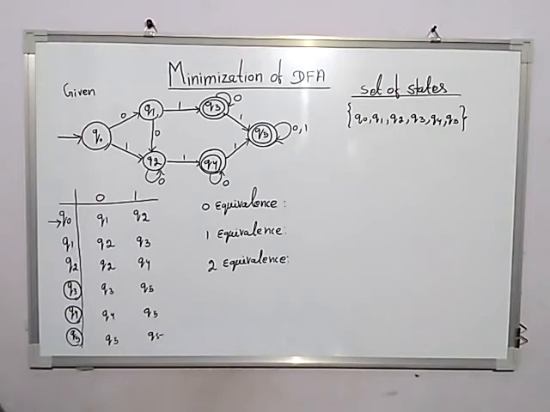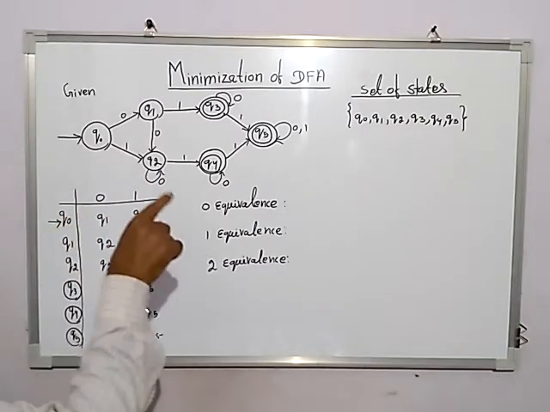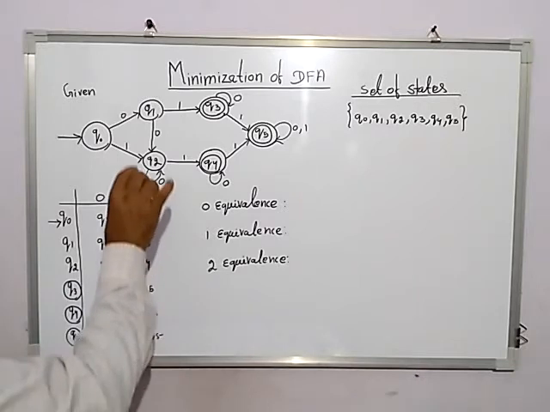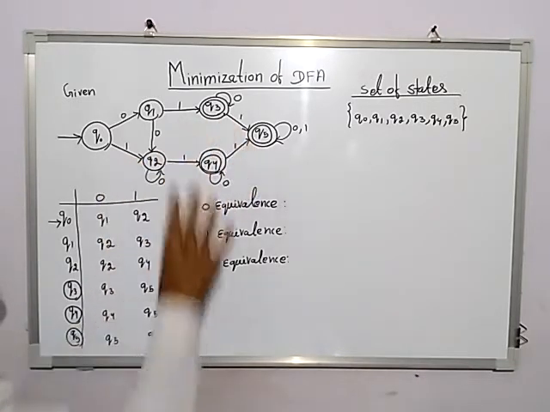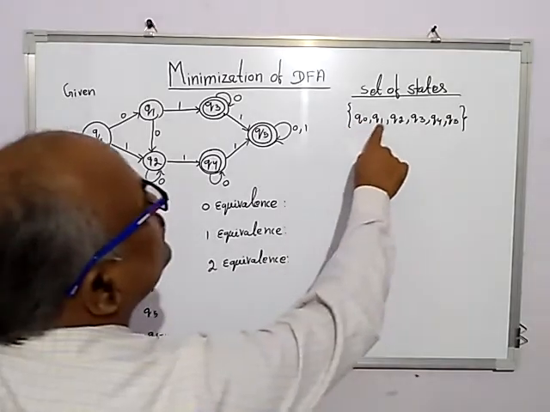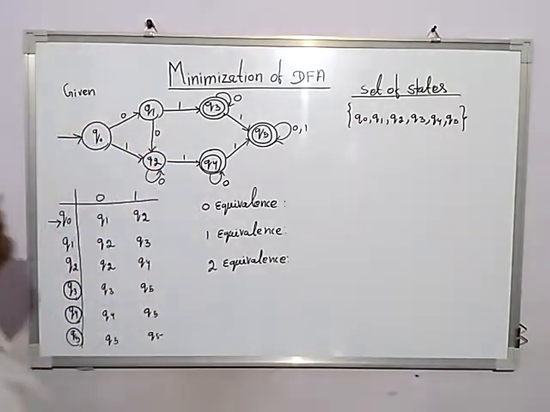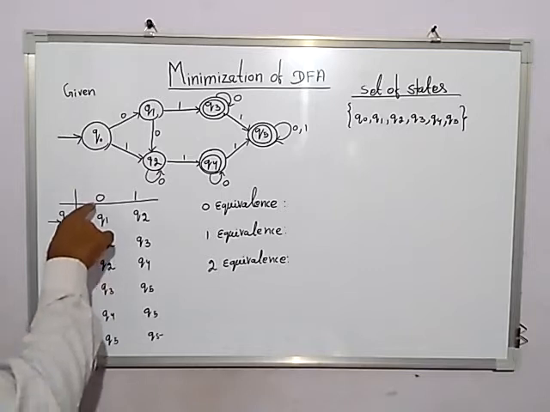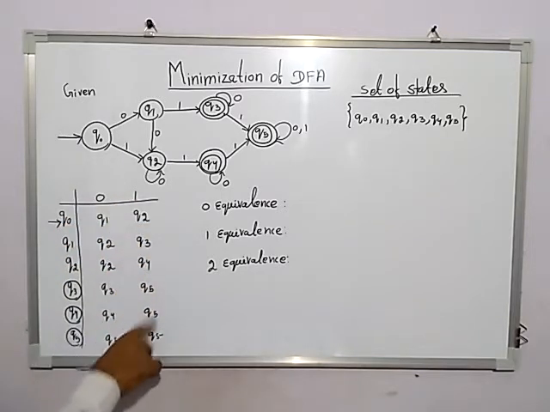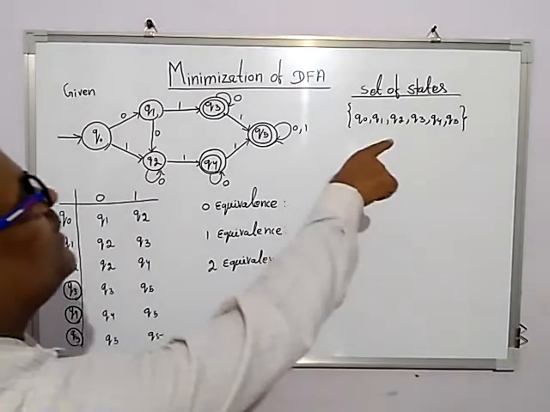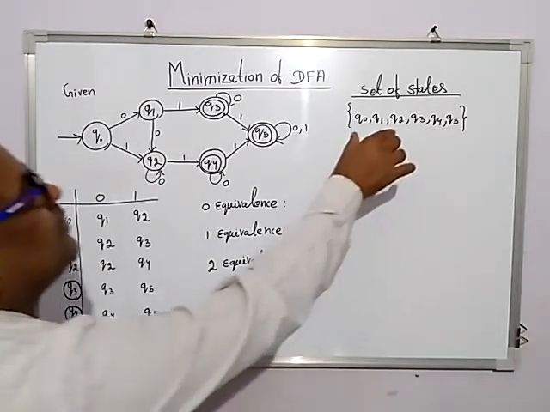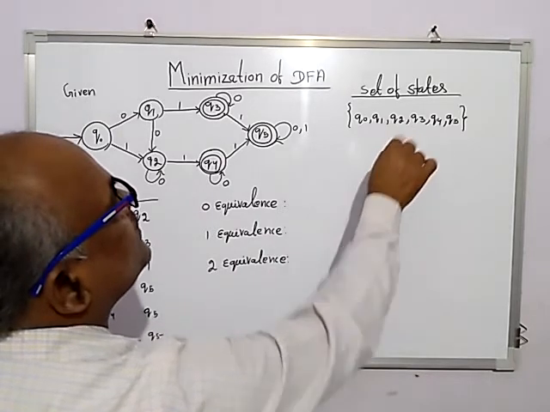Suppose this is the given DFA containing 6 states, that is Q0, Q1, Q2, Q3, Q4, Q5. Among them 3 are non-final states and 3 are final states. So the set of states is Q0, Q1, Q2, Q3, Q4, Q5. If you want to minimize a DFA, first you have to draw the transition table. This is the transition table. For 0 input, these are the next states, and for 1 input, these are the next states. Since it contains a number of states, I have written the set of states.